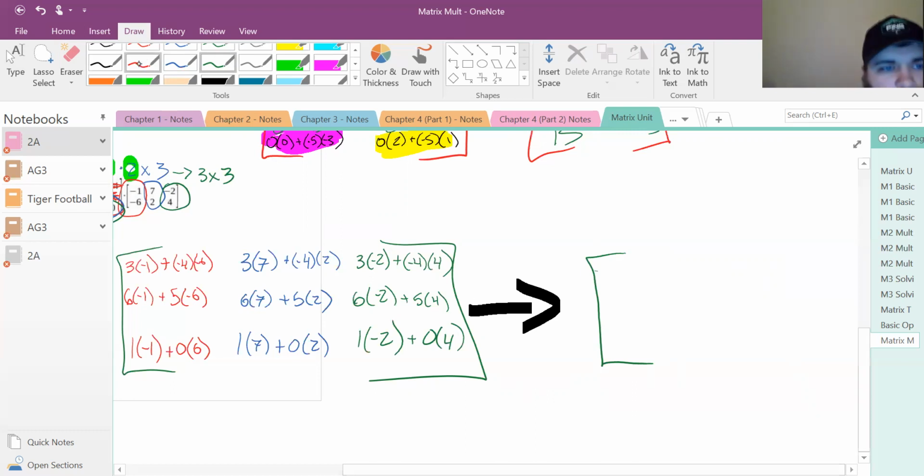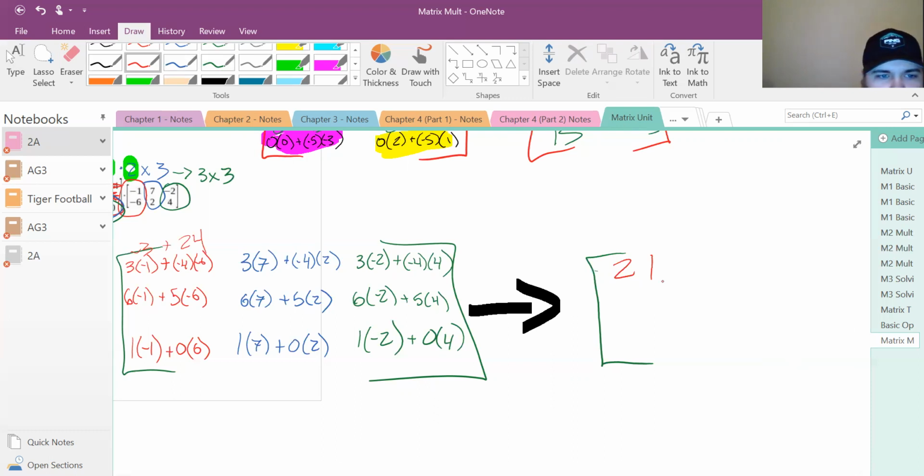Okay, so we have 3 times negative 1 here, which is negative 3, plus negative 4 times negative 6, which is minus 24, or positive 24, excuse me. So we have negative 3 plus 24. What is that going to give us? 21. Okay, I'm just going to do all the columns first, just because same color.